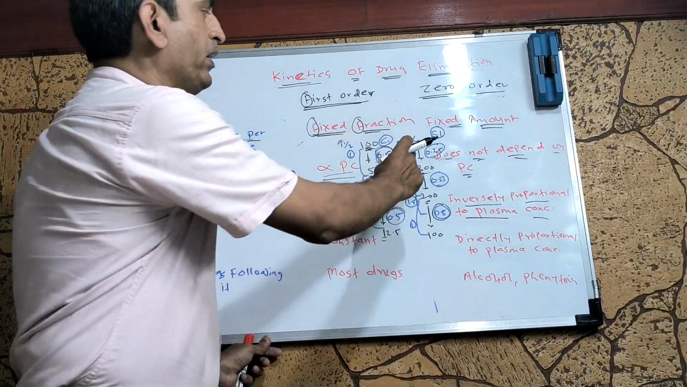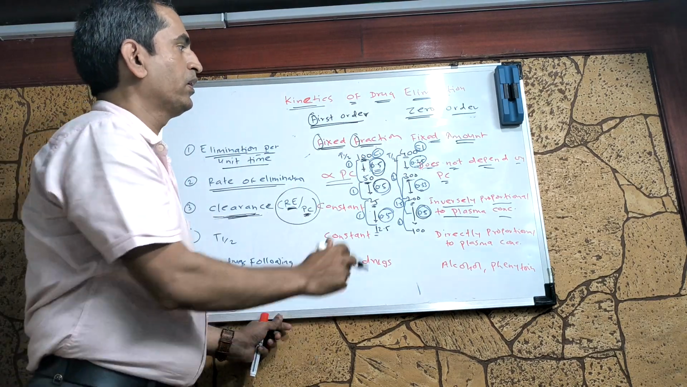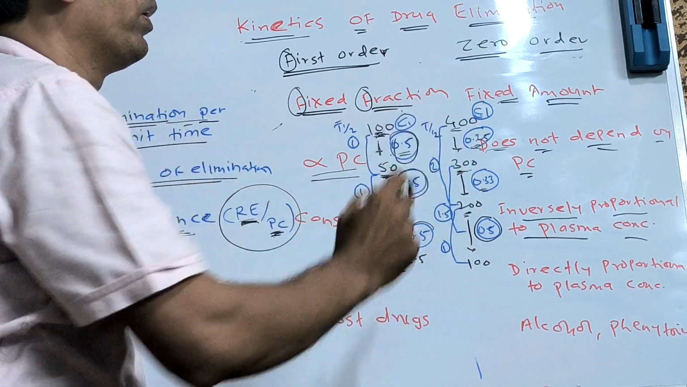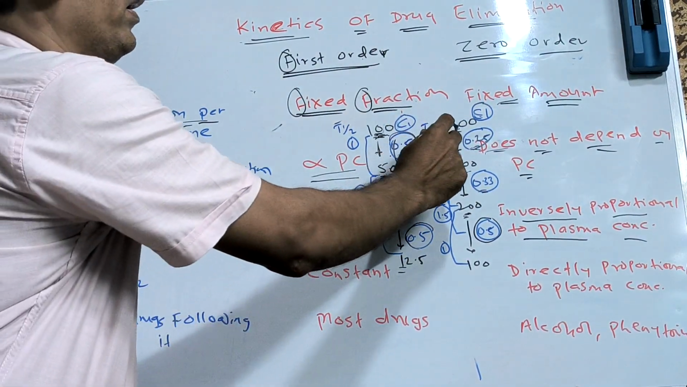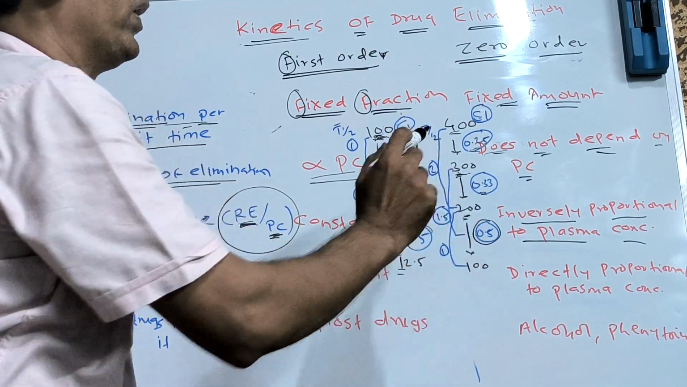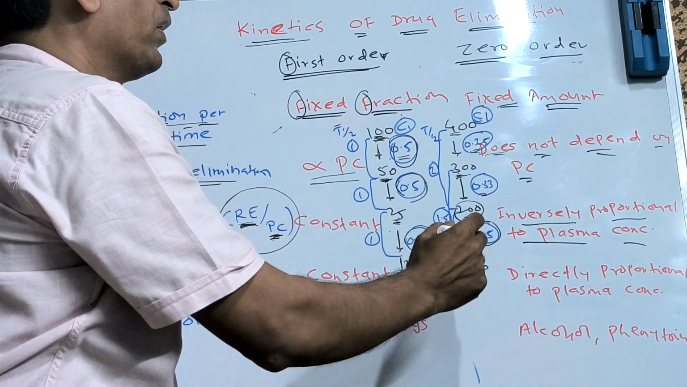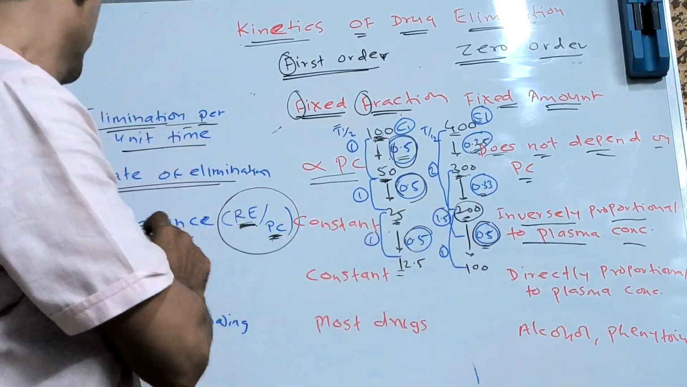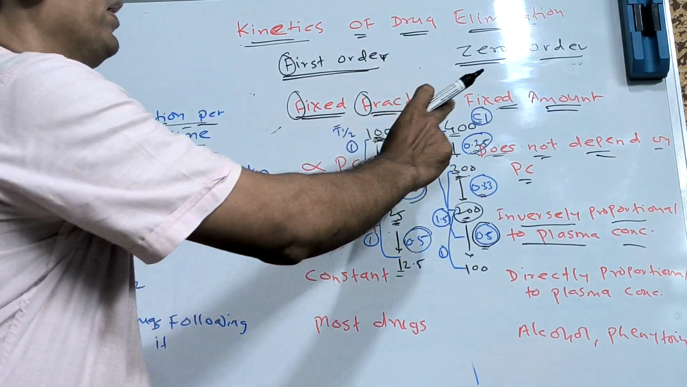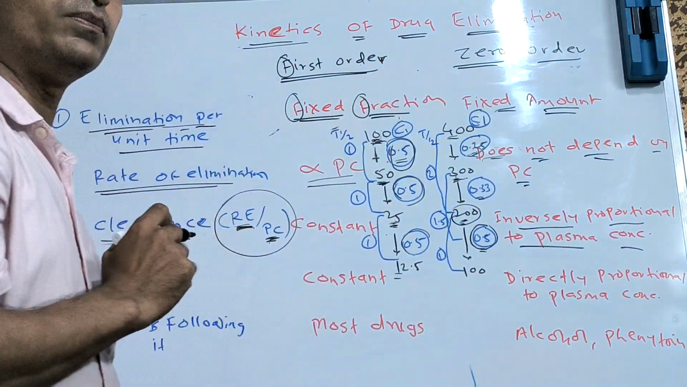Now look at the blue numbers and look at the black numbers. If the black number is more, the blue number is lesser. 400, 0.25, 300, 0.33, 200, 0.5. That means the lesser the plasma concentration, the more the clearance. So that's how the clearance in the zero order kinetics is inversely proportional to plasma concentration.